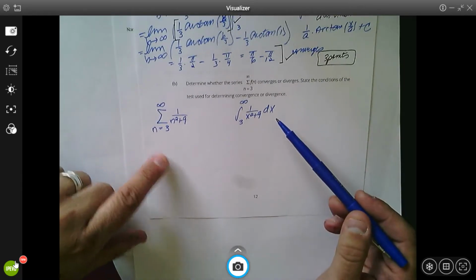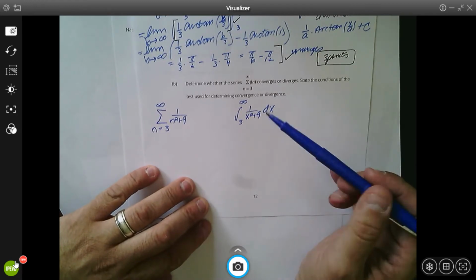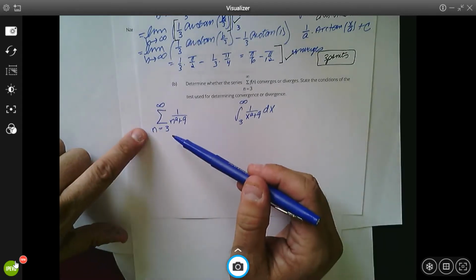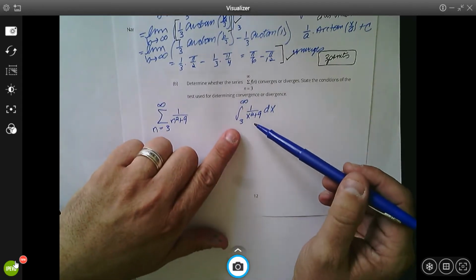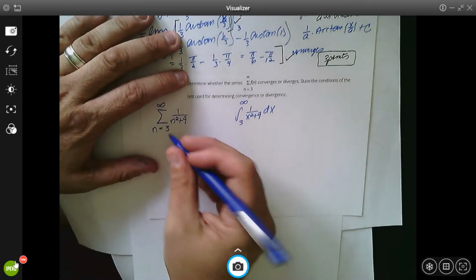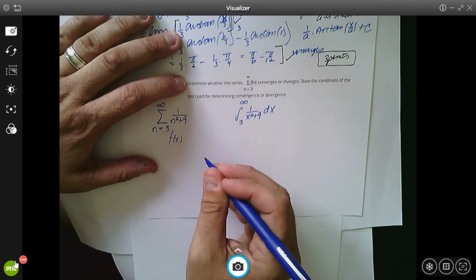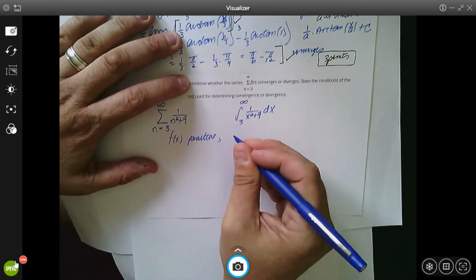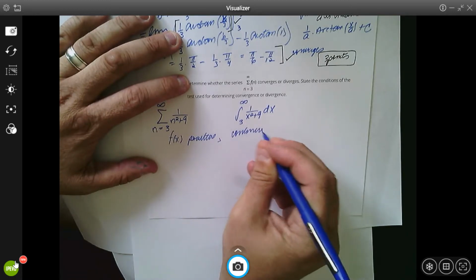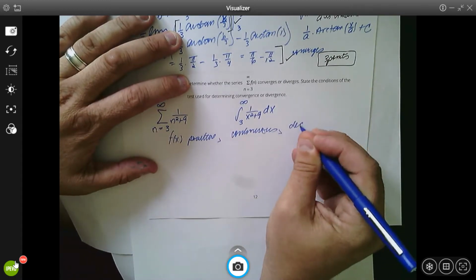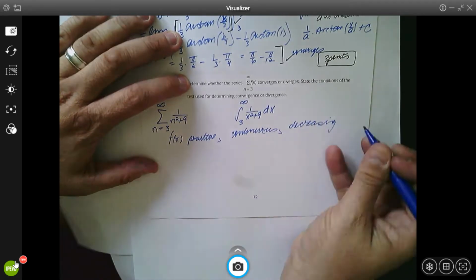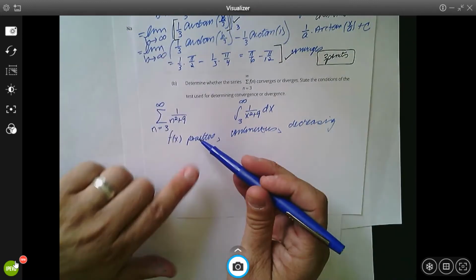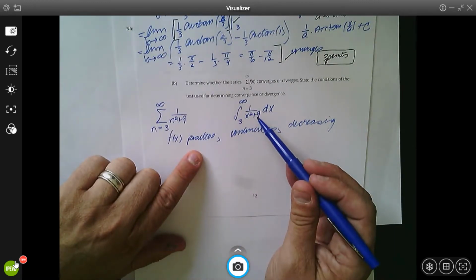That's the integral test. The integral test says that if your integral converges, then so does your series. If your integral diverges, then so does your series, provided that f of x satisfies 3 conditions. F of x must be positive. All the terms have to be positive. The function has to be continuous, and the function has to be decreasing. And if I think about the graph of 1 over x squared plus 9, I think it's pretty easy to convince yourself that all the terms are going to be positive.